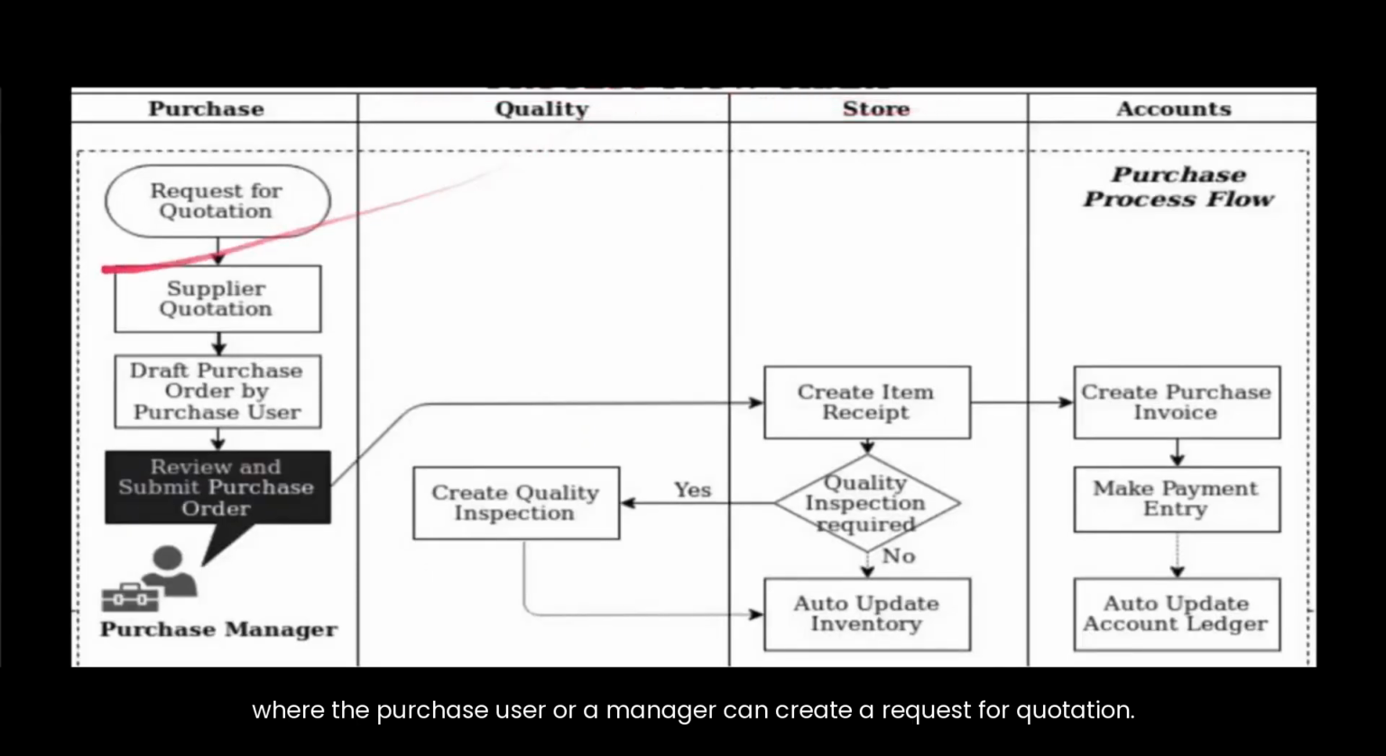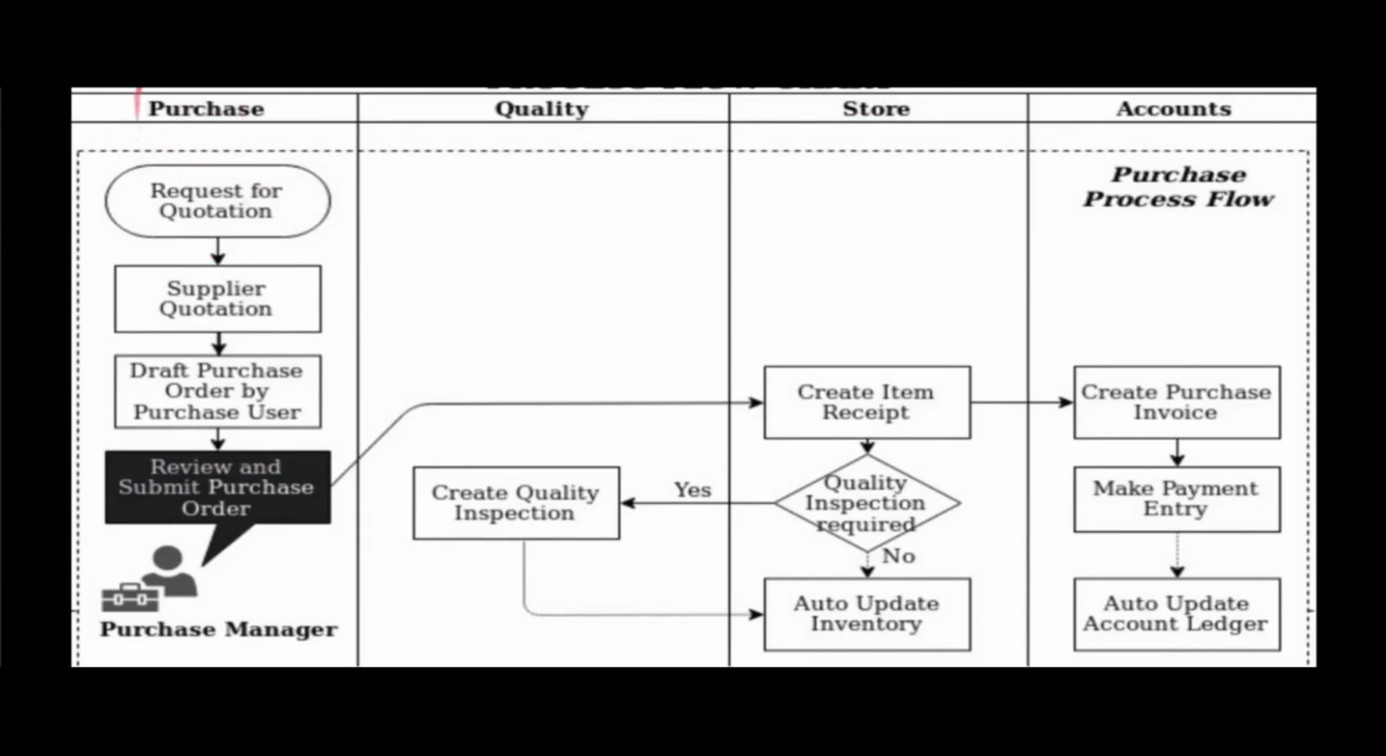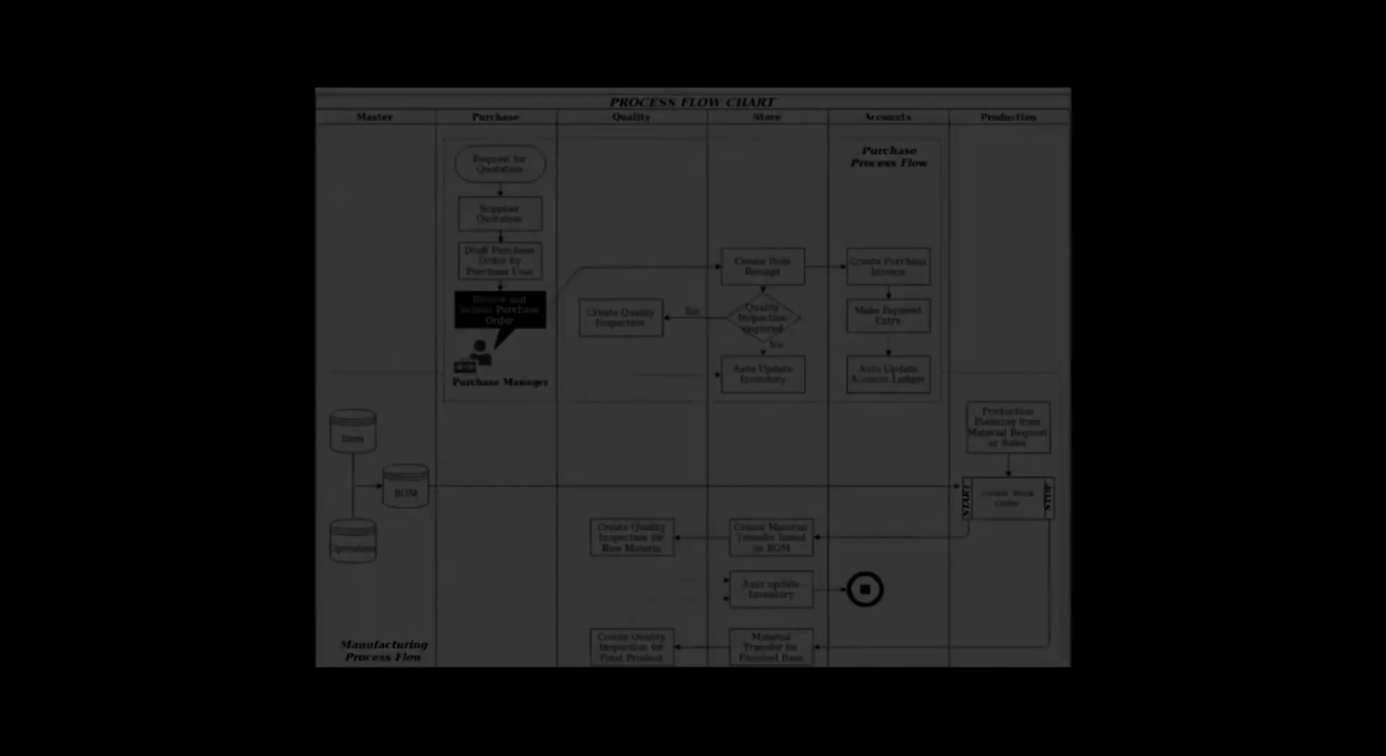where the purchase user or a manager can create a request for quotation. Through the request for quotation, supplier quotation can be captured. Then based on comparison, the user can draft a purchase order, which will be approved by the project manager, and mailed to the supplier. Let us now perform the same in ERPNext.